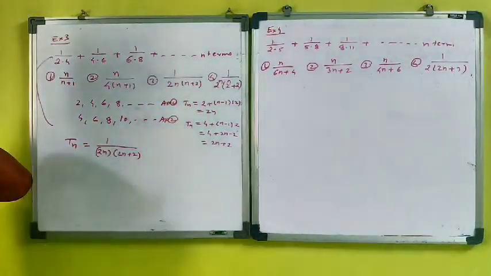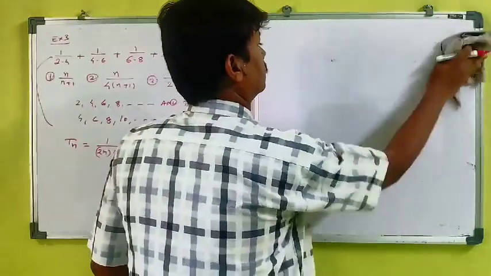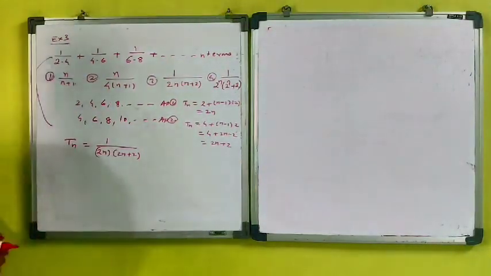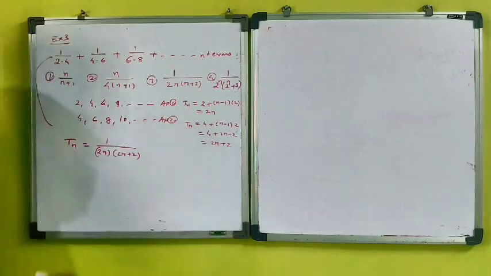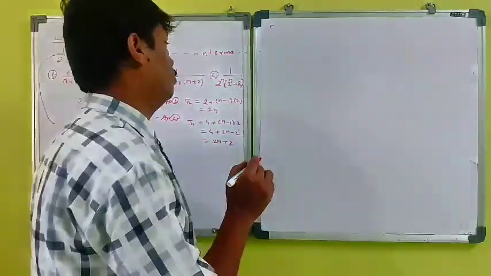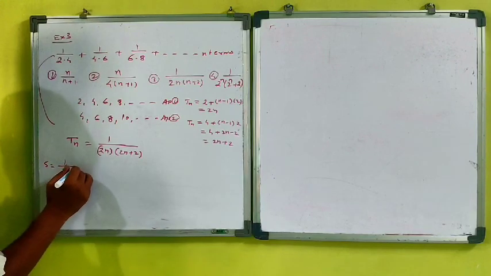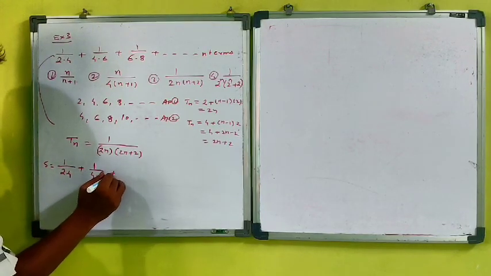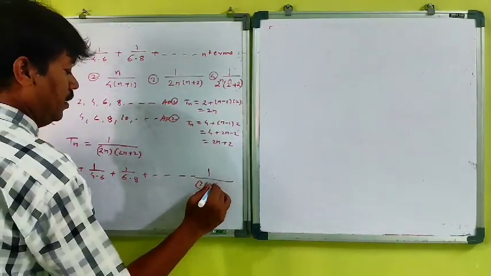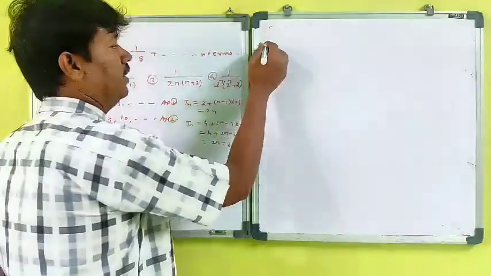So how to solve this series? See here. In this case, we write this series with the difference. Whatever the difference is, multiply and divide by that difference. Your difference is 2, so divide by 2 and multiply by 2. First of all, I am writing the same series. S is equal to 1 upon 2 into 4 plus 1 upon 4 into 6 plus 1 upon 6 into 8, and the last term will be 1 upon 2n into 2n plus 2. Then multiply by 2 and divide by 2.